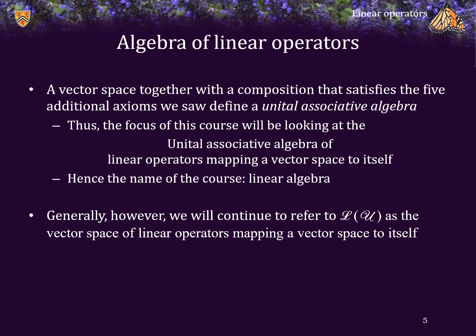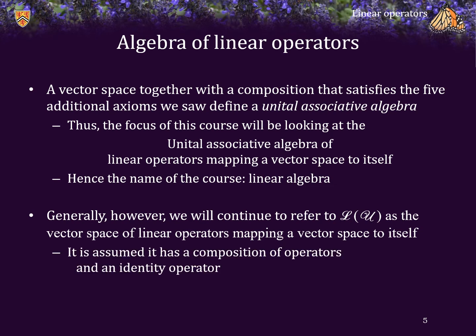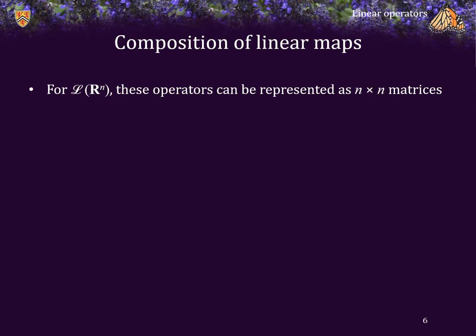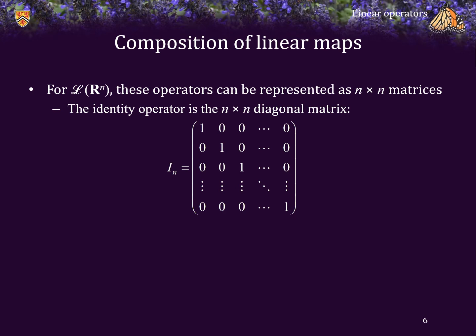However, we're going to keep things simple. We will continue to refer to script L of U as the vector space of linear operators mapping a vector space to itself, and it is assumed that it has a composition of operators as well as an identity operator. So for script L of R^n, that is, all linear operators that map R^n onto itself, these operators can be represented by n by n matrices, and the identity operator is the n by n diagonal matrix.